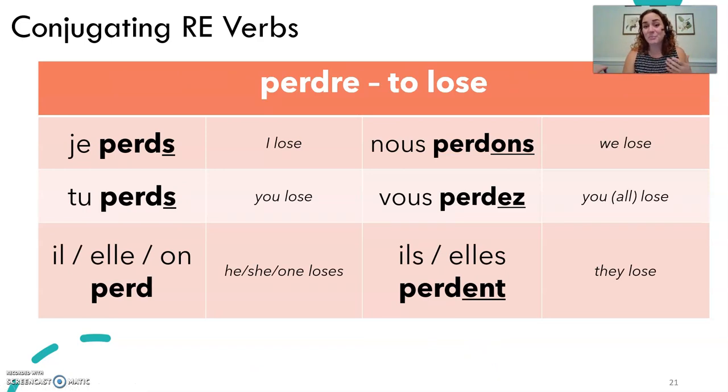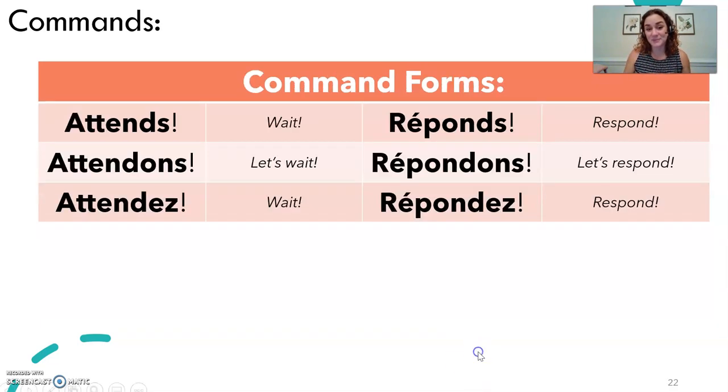For example, the verb perdre, to lose, will be pronounced je perds, tu perds, il perd, nous perdons, vous perdez, ils perdent, elles perdent. You'll hear the letter D in the middle there, which means you do hear a difference between singular il perd and plural ils perdent. So je perds, tu perds, il perd, nous perdons, vous perdez, ils perdent.